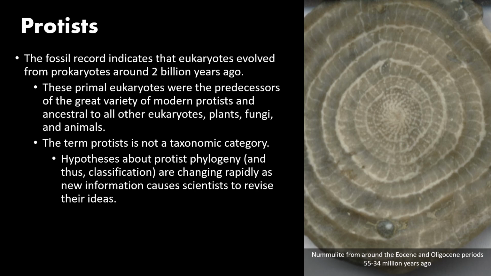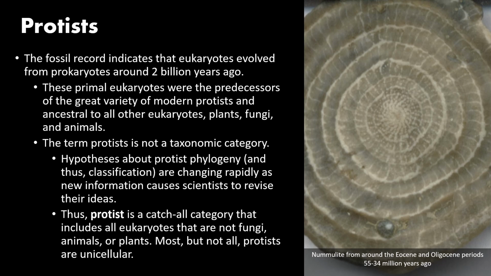So when they look at protist phylogeny, they keep on having new changes and new information which cause scientists to revise how they think the phylogeny of this group actually began. And so instead, it's more of this catch-all category. It includes all eukaryotes that are not going to be categorized as fungus, animal, or plant. And so anything that doesn't fall into those categories is going to fall into the protists. Most protists will be unicellular, but there are some examples of multicellular protists.